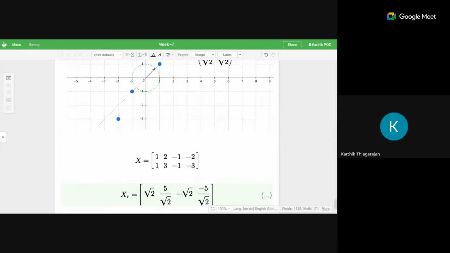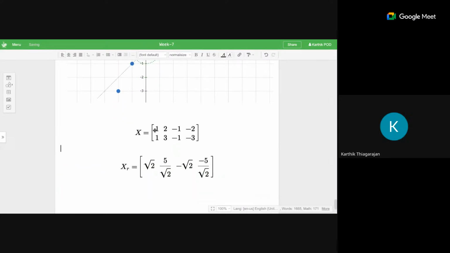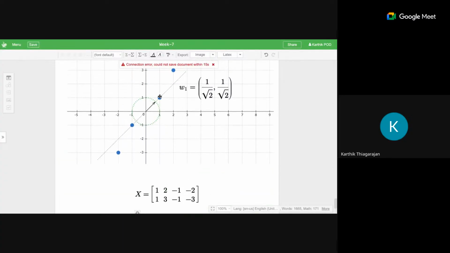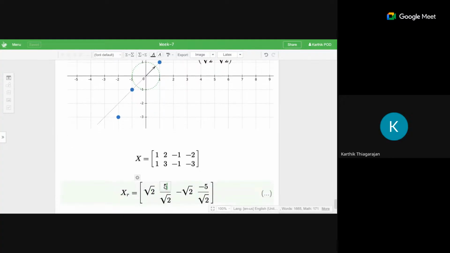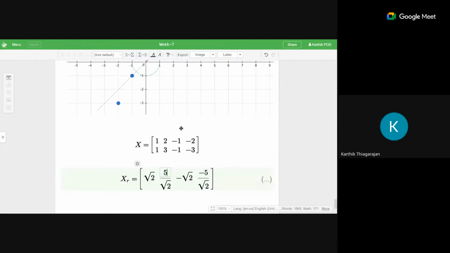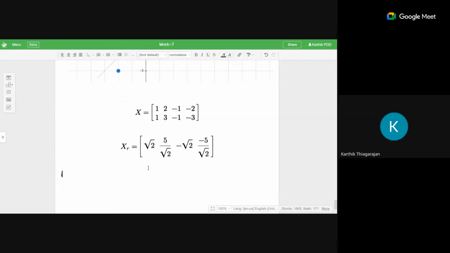Roughly, what is this saying? You have to move root 2 distance along this line to find this blue point as the projection. You'll have to move 5 by root 2 along this direction to find the projection of this point, and minus root 2 and minus 5 by root 2 for the others. So in moving from x to x_r, clearly I have lost information.